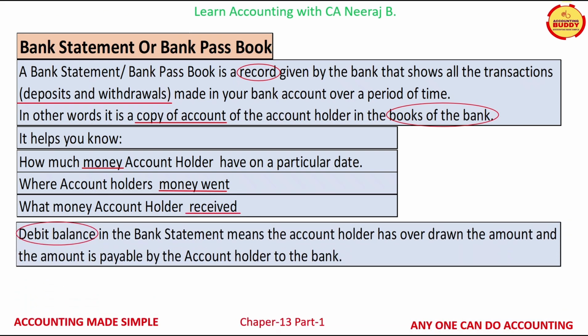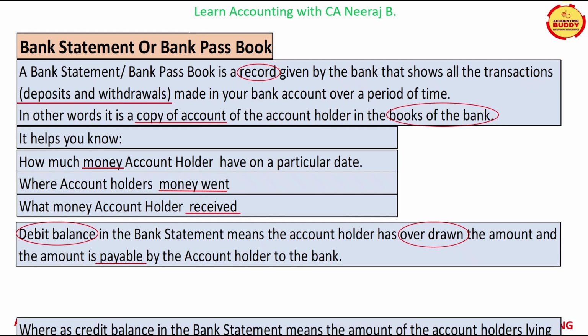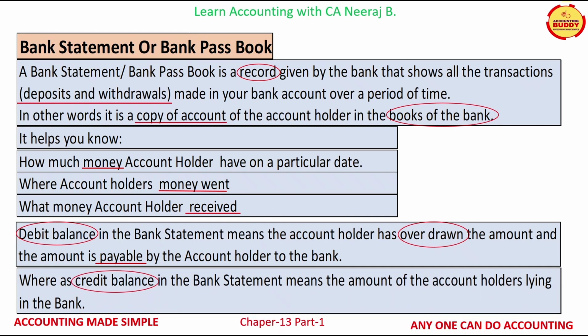Debit balance in the bank statement means the account holder has overdrawn the amount and the amount is payable by the account holder to the bank. Whereas the credit balance in the bank statement means the amount of the account holder lying in the bank.